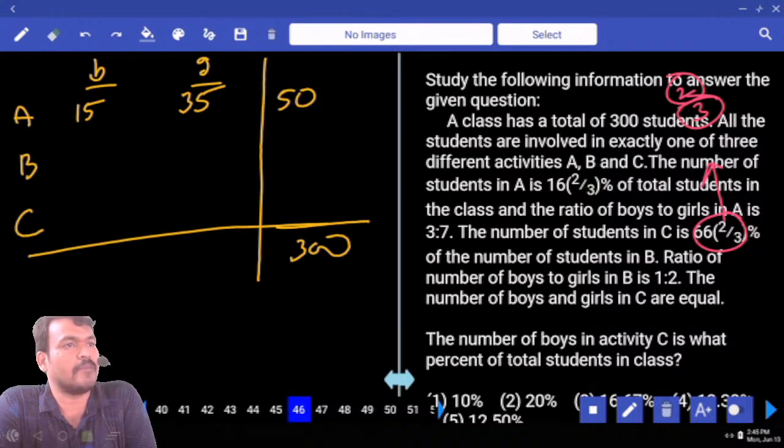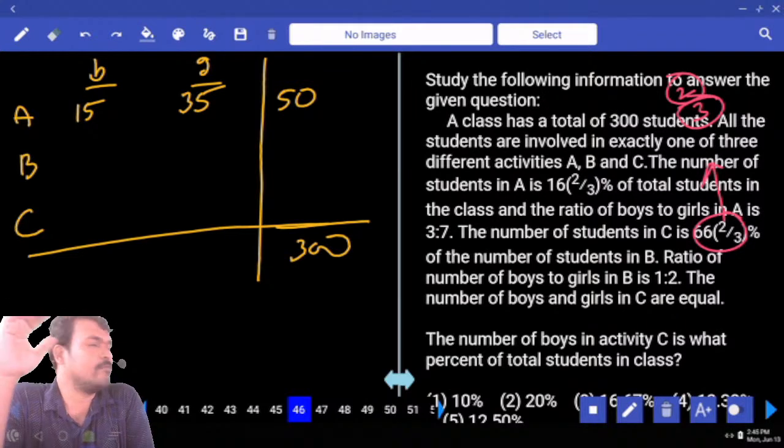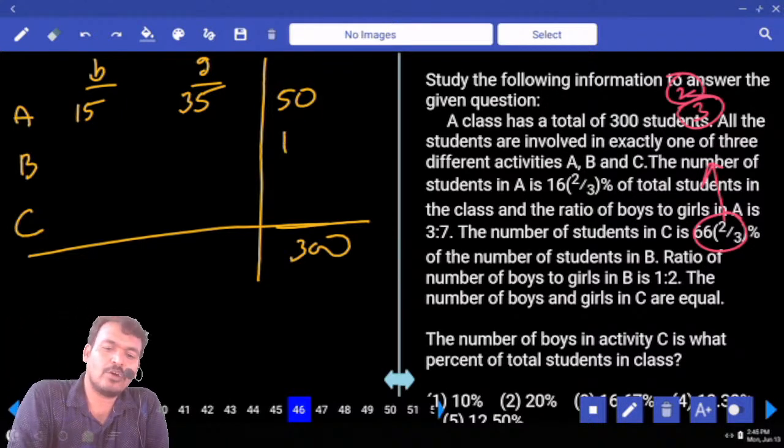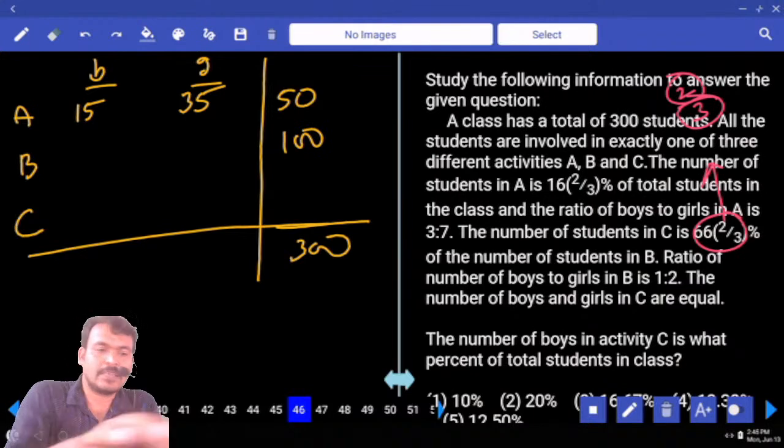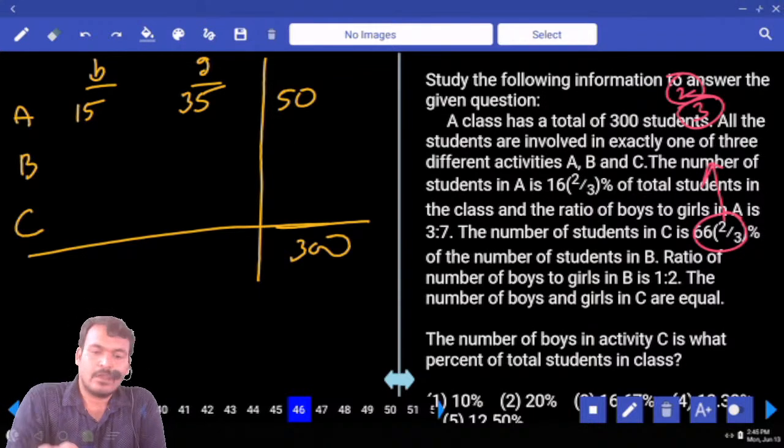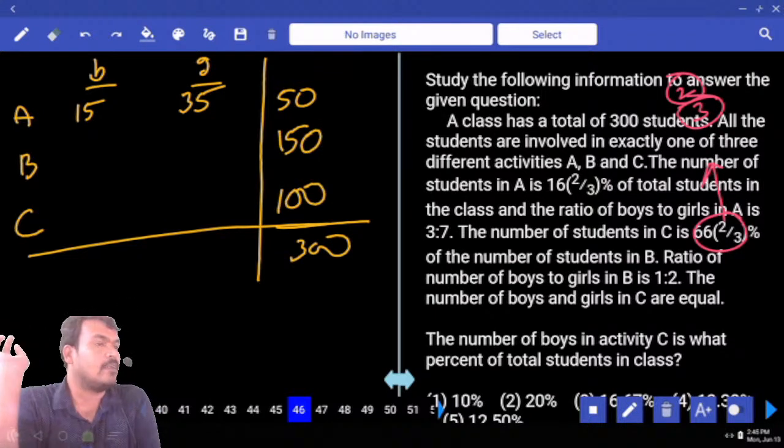The total of A, B, C is 300. Out of 300, A's value is 50, so the remaining is 250. The 250 represents 5 parts, so every one part is 50. Then 2 parts are 100 and 3 parts are 150. So B's value is 150 and C's value is 100.